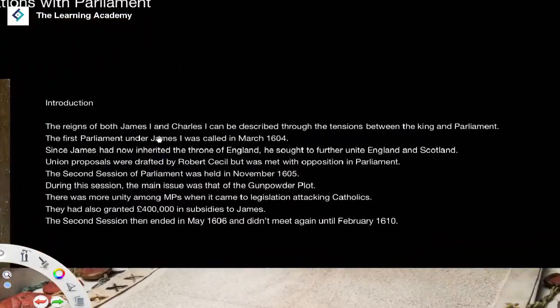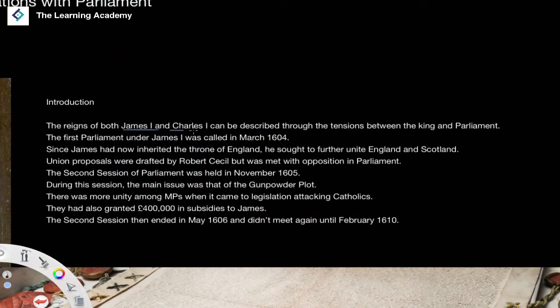So, the reigns of both Charles and James the first can be described as a variety of tensions between the king and parliament. We've already talked about a number of these tensions when we looked at financial problems and also religious issues during this period, but we're going to be focusing specifically on the various parliaments under James in this lesson, and then we'll eventually get on to Charles in a few lessons' time.